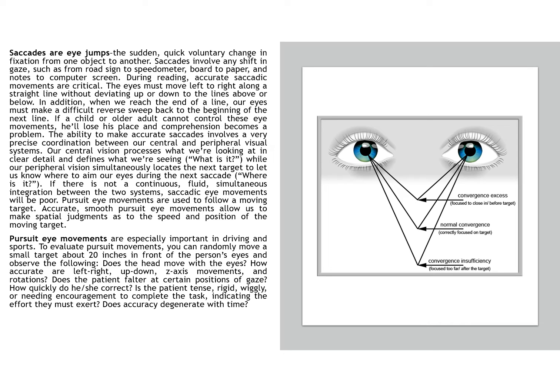Does the head move with the eyes? How accurate are left and right, up, down, z-axis movements, and rotations? Does the patient alter at certain positions of gaze? How quickly does he or she correct this mistake? Is the patient tense, rigid, wiggly, or needing encouragement to complete the task, indicating the effort that they must exert? And does accuracy degenerate with time?